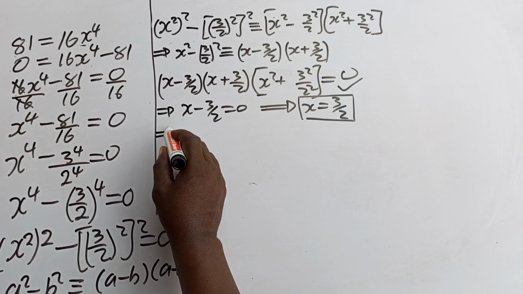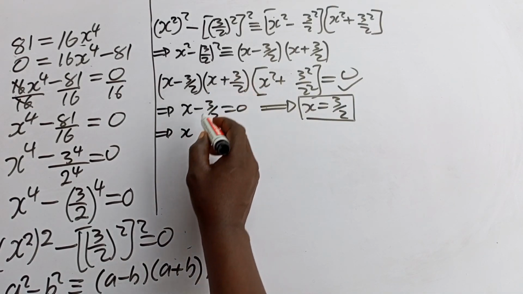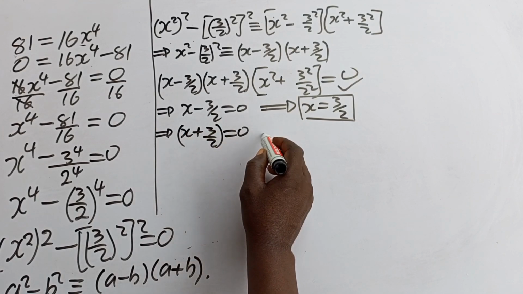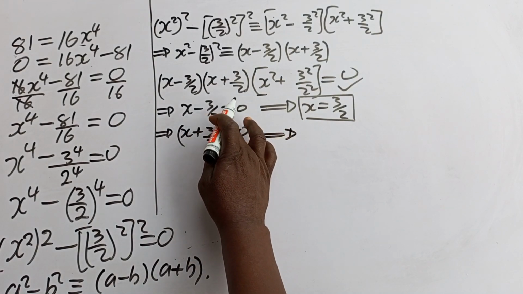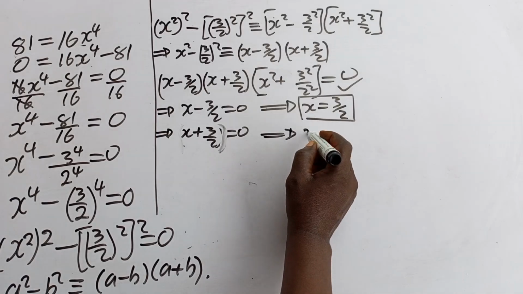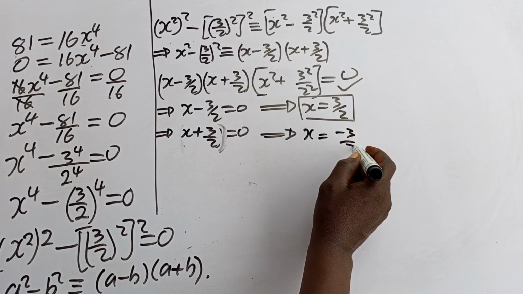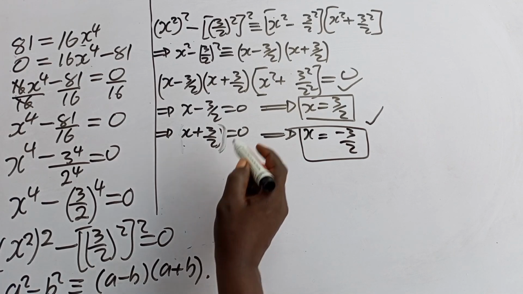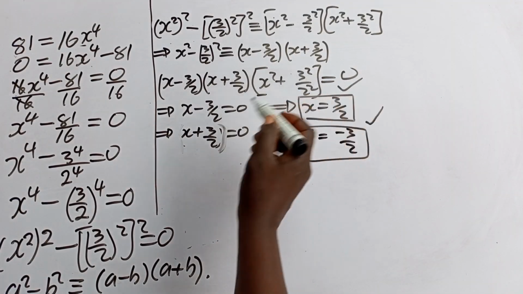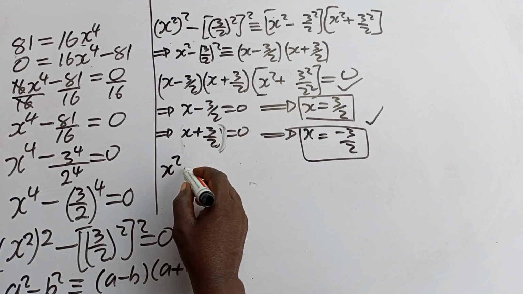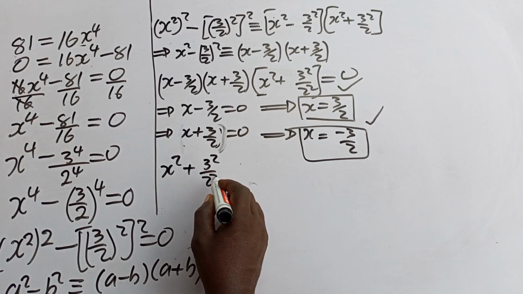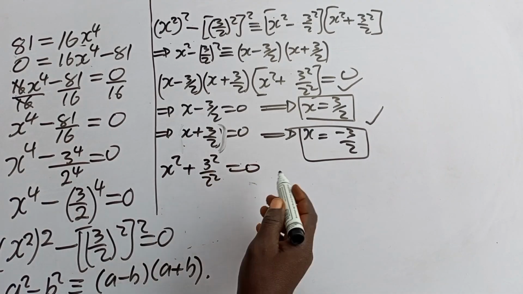Or this other one, x plus 3 all over 2 is equal to 0. If that is true, it means x is equal to negative 3 all over 2. This is our second solution. Or this third expression also will equate to 0. x squared plus 3 squared all over 2 squared is equal to 0 to solve.